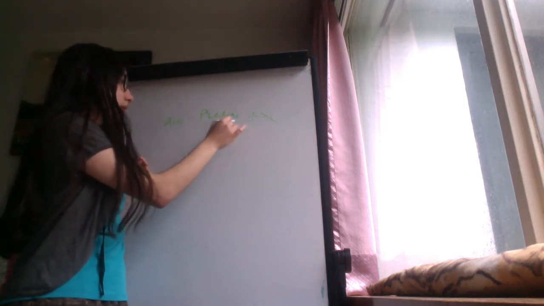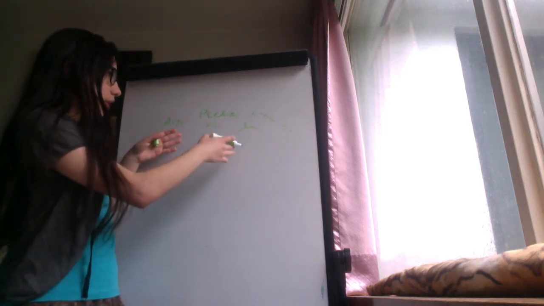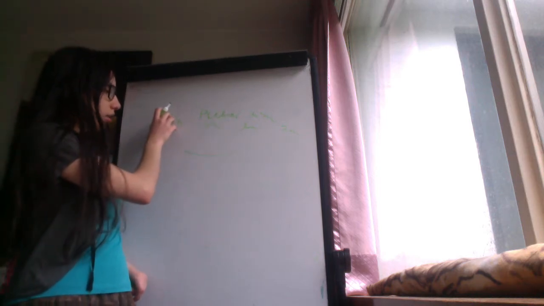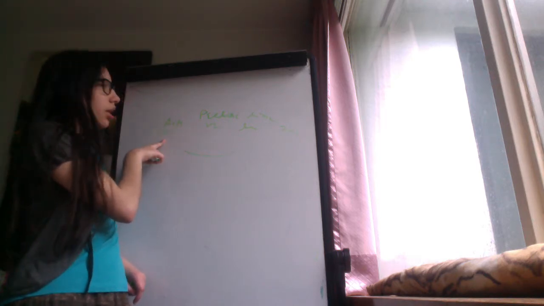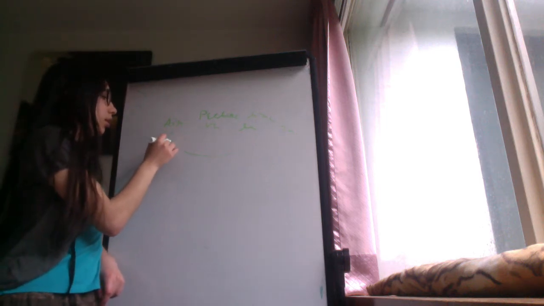We have arteries, veins, lymphatic drainage, and innervation. So for whatever is above the pectinate line, the arterial supply comes from the superior rectal artery. This is a branch of the inferior mesenteric artery.